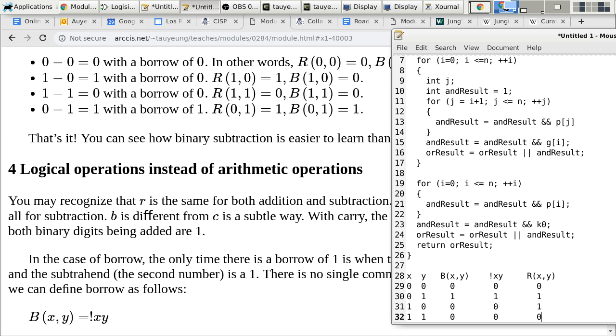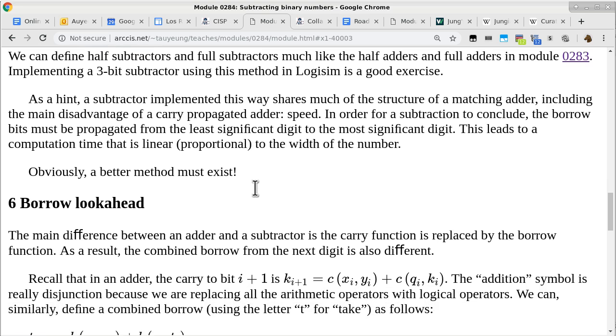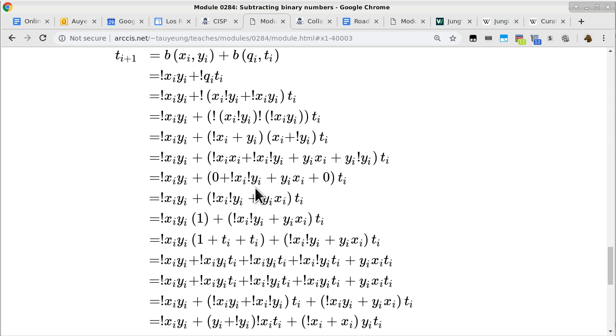What about that stuff about carry lookahead? Would that still work? So let's check it out. We have the same problem with borrow propagation. T is the borrow bit, by the way. So T of i plus 1 is the borrow bit of the i plus 1 column.